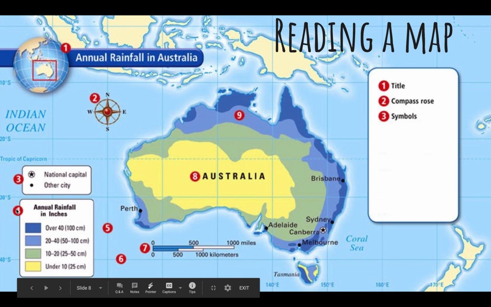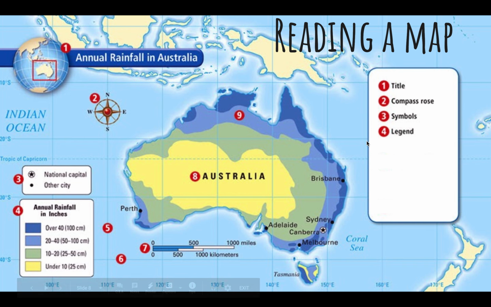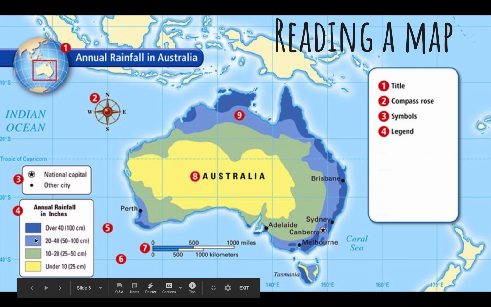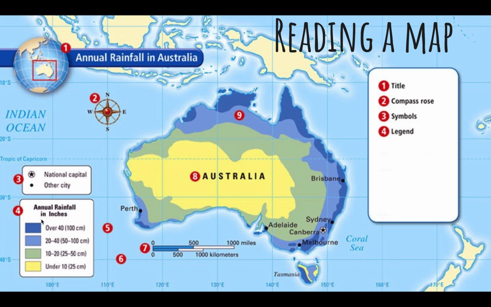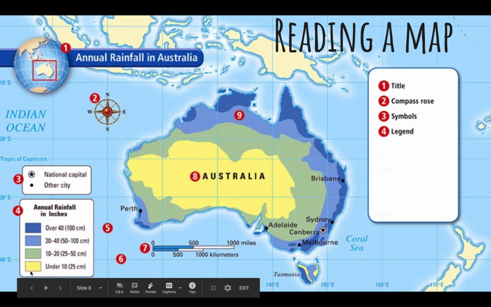Okay. Number 4. What is number 4? This is called our legend or key. Okay, so a legend or a key basically contains the colors and symbols and their meaning. So it's a little box that contains the colors or symbols or representations of things. In this case, this legend is talking about the rainfall in inches. And this legend includes different colors here.